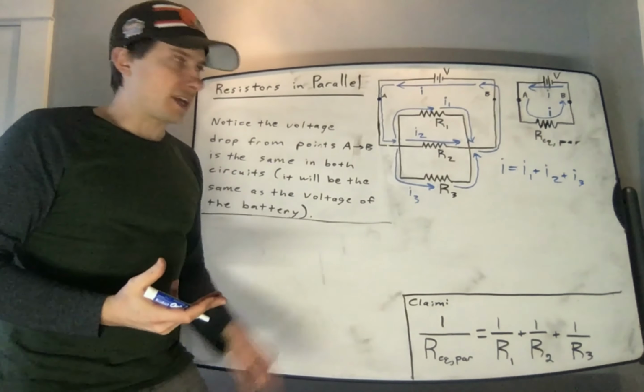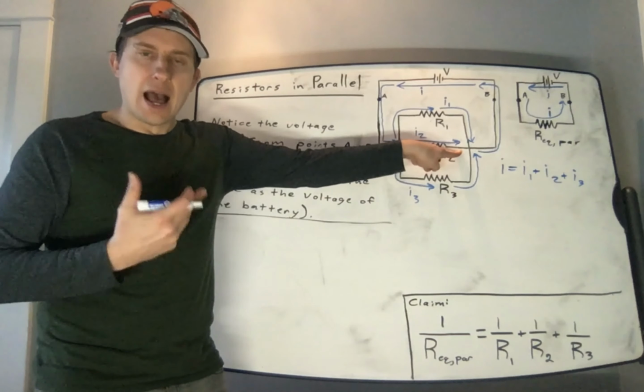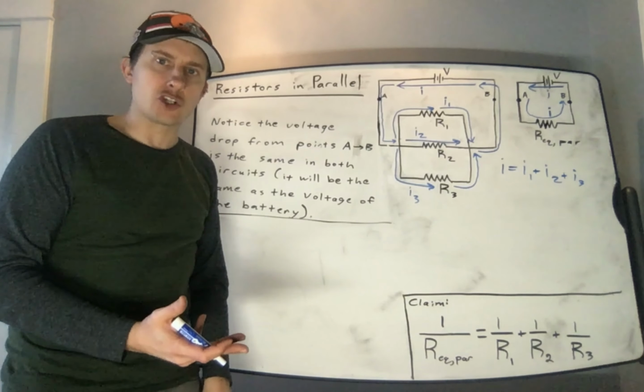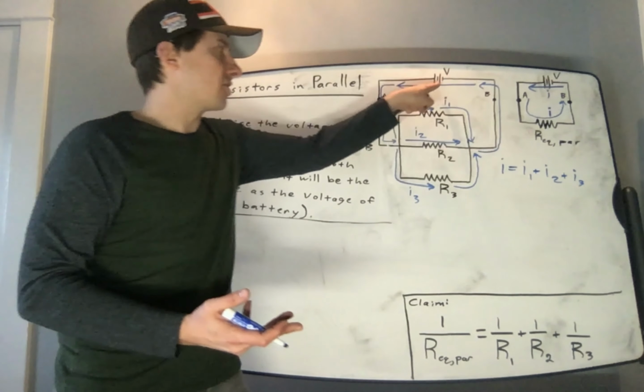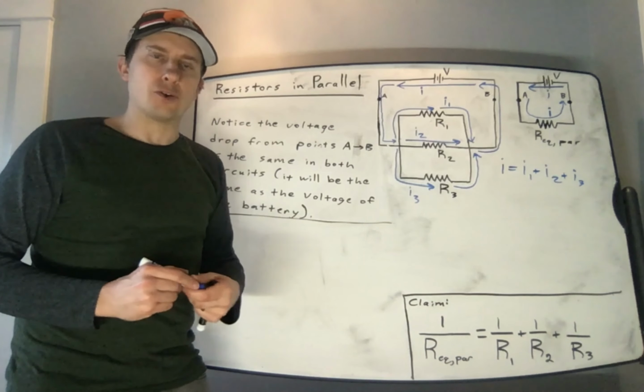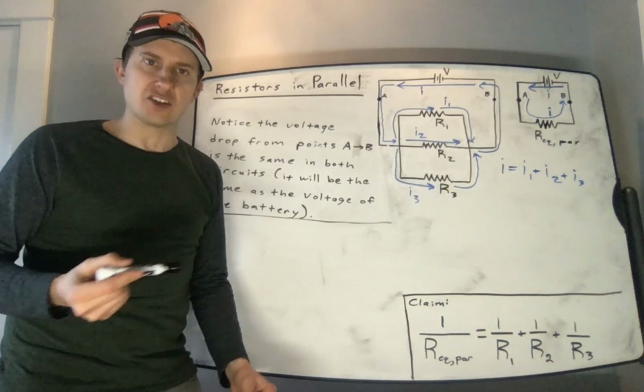If I were to look at the other junction in this circuit, I would see that currents I1, I2, and I3 are all flowing into the junction, and current I is exiting the junction, so I would get the same equation. Now we will consider the voltage drop across the resistors in these circuits.